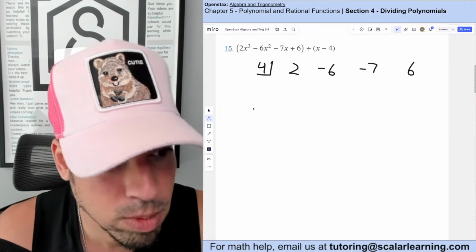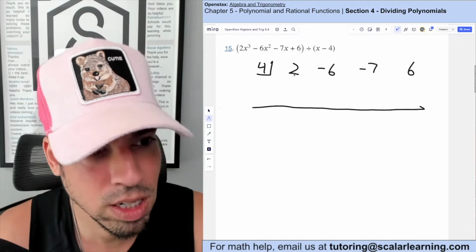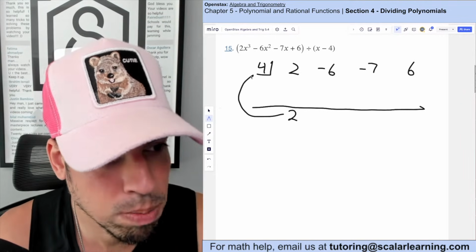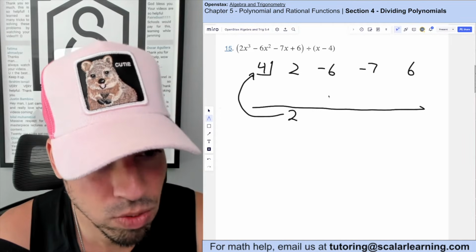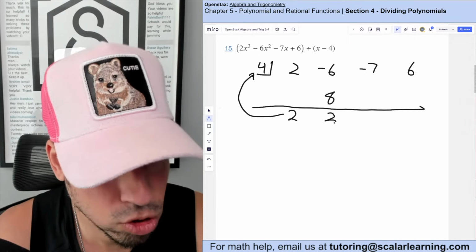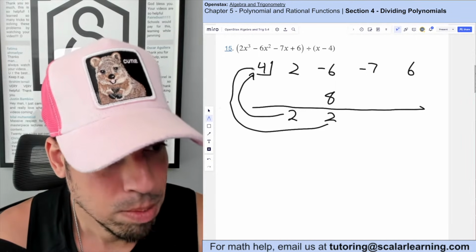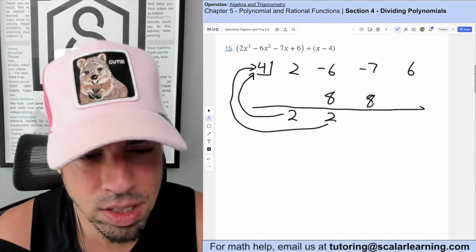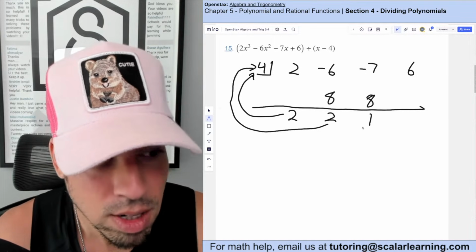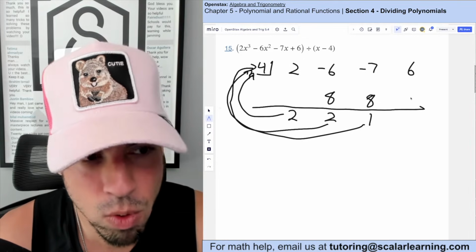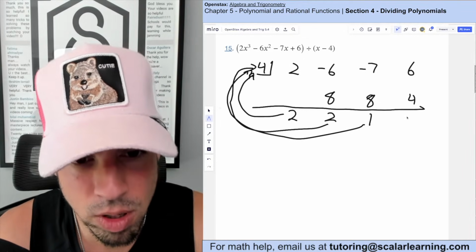Okay, and now I'm going to show you how synthetic division works. First thing is we drop the 2 straight down, so it drops down. Then it multiplies that number up there. 2 times 4 is 8. Now we add negative 6 plus 8 is positive 2. Again, I repeat, I'm going to multiply times 4. Again, 2 times 4 is 8. We add negative 7 plus 8. That's positive 1. One last time, we multiply. 1 times 4 is 4. We place that here. 6 plus 4 is 10.